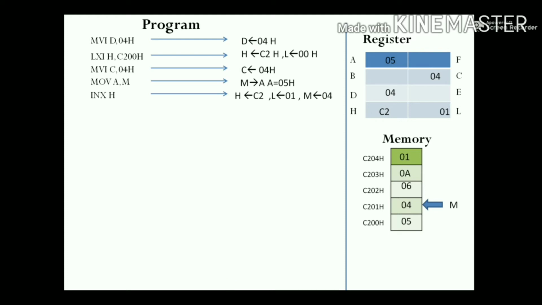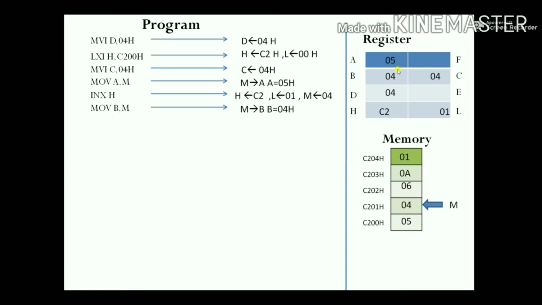Now we have to compare the content of the accumulator and the content of the memory. For the safer side, we will take the content of memory into another register so that it will be easier for us to maintain or track the data. So here again we are going to transfer the content of memory to another register, that is register B. After this instruction, 04 will be transferred to register B. So now B will have the value 04. You can see here, now A has the value 05 and B has the value 04.